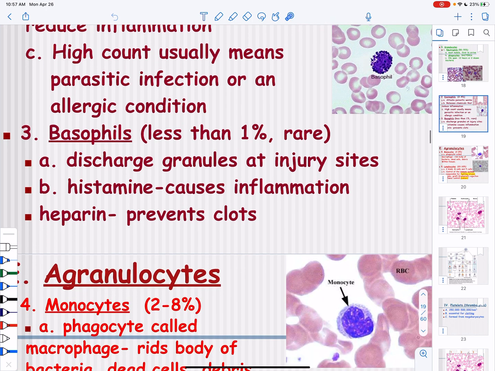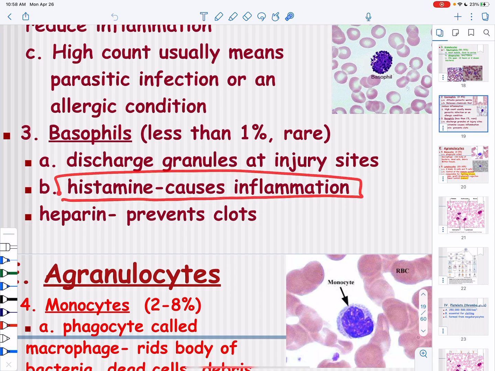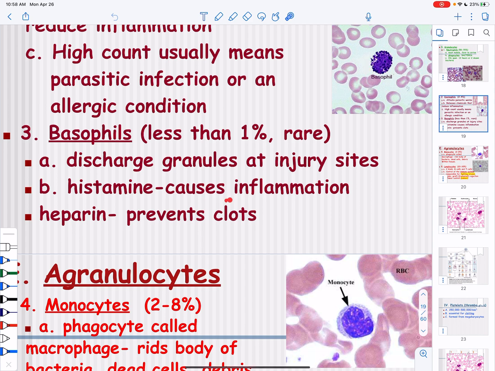The last granulocyte is known as the basophil. It is considered very rare, and this is something that prevents clots in our blood. We do not want clots in our blood. So if there are clots in our blood, that would be bad. Heparin is a chemical that is going to be made by the basophils in order to prevent blood clots, because it also is going to cause inflammation. It's going to cause swelling. And when there is inflammation, you have more of a chance to have a blood clot.